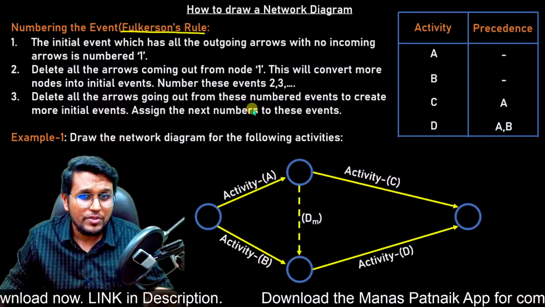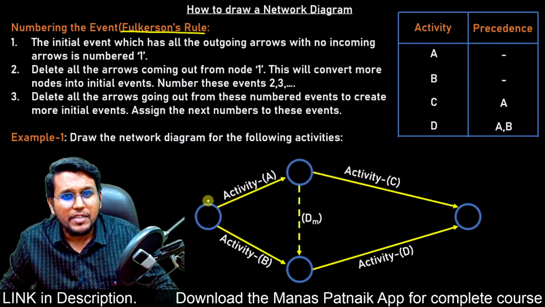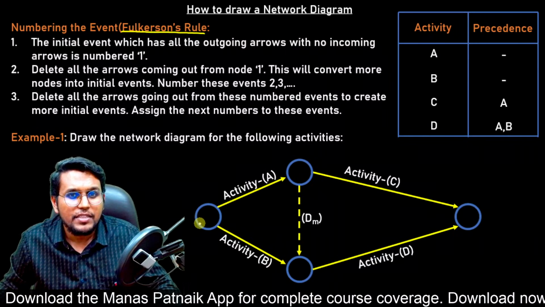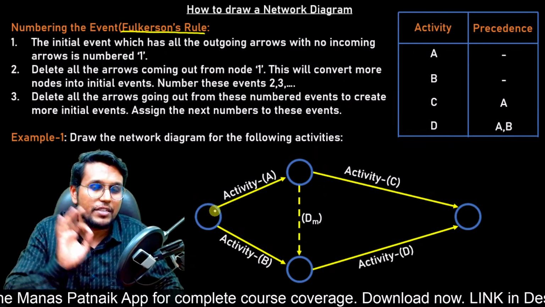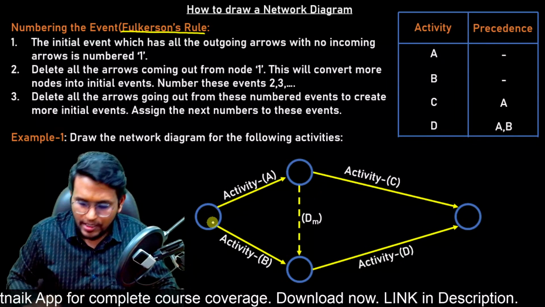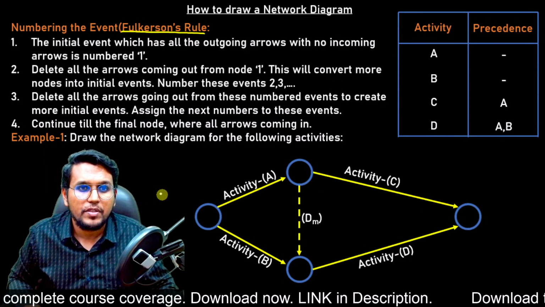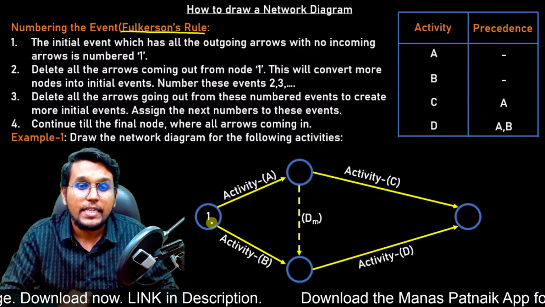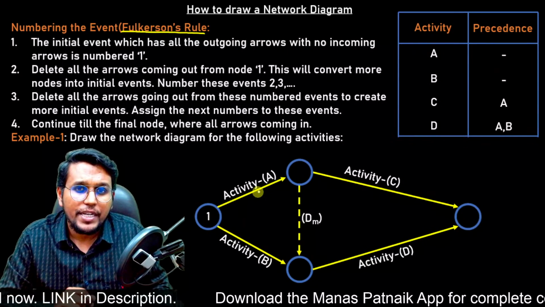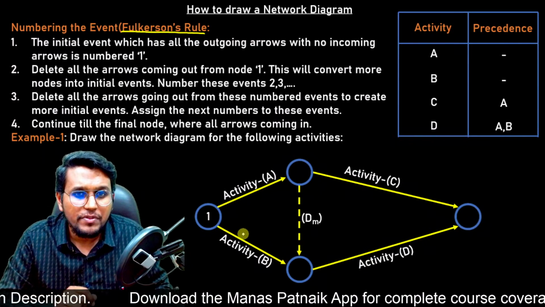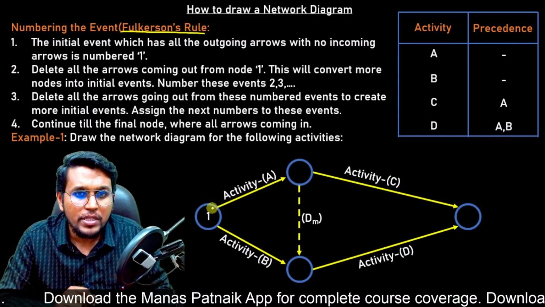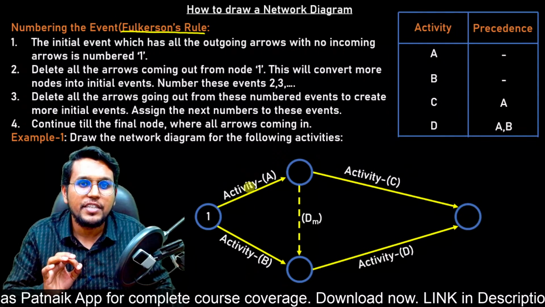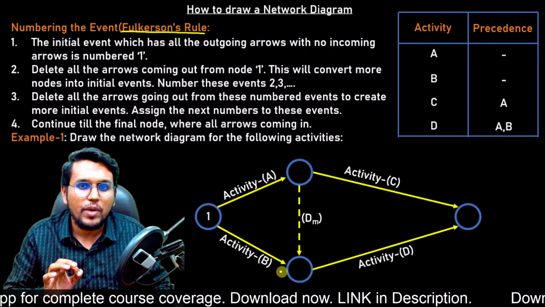Let us understand how these work. It is saying that when the starting node is there, when there is no finishing activity, this is called an initial node. So here we have one initial node. Let us number it 1. Now, as we move ahead, we need to assume that all the outgoing arrows from this one numbered node are deleted. Now we don't have these two arrows.